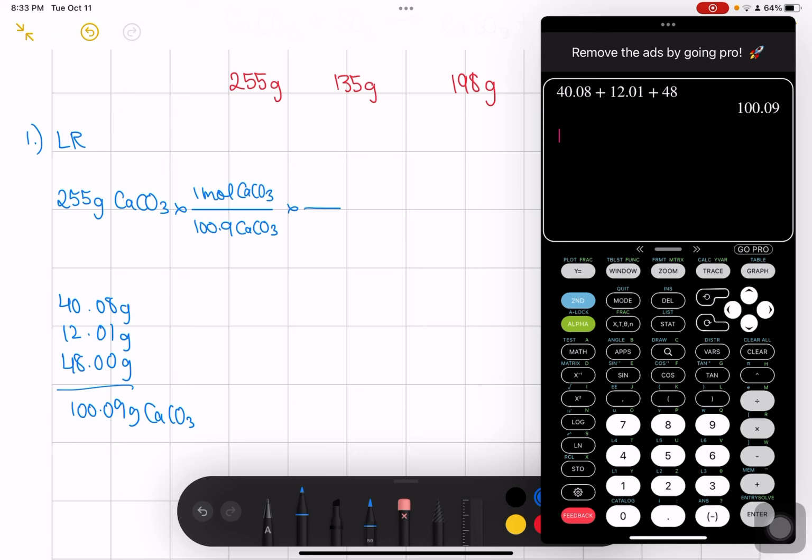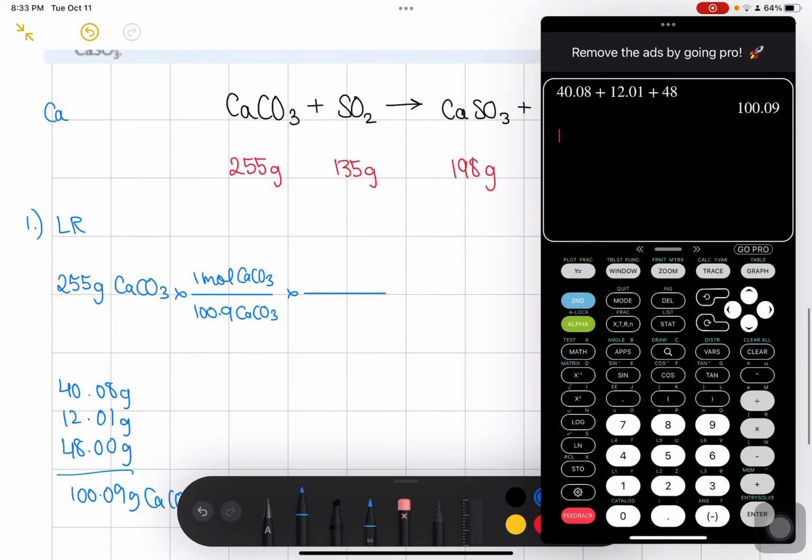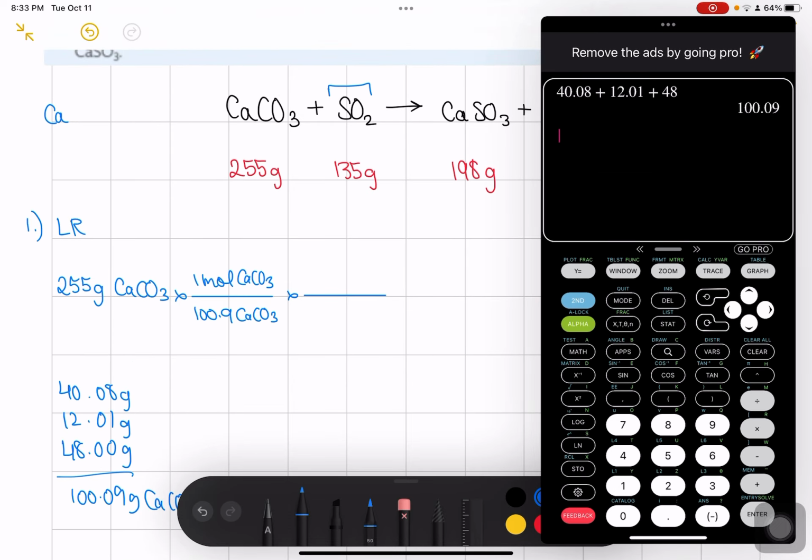Now, we're trying to find out which one is completed first, whether we have more or less than the given. So for 1 mole of CaCO3, we have 1 mole of SO2, correct? So we're looking at this formula. We have 1 mole here and 1 mole here.